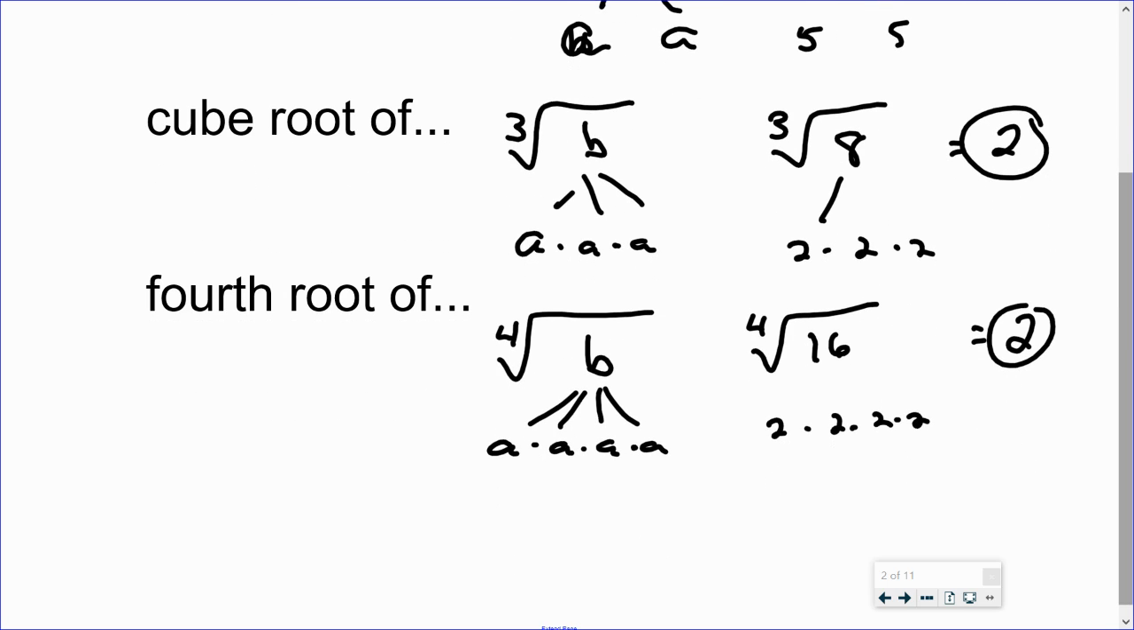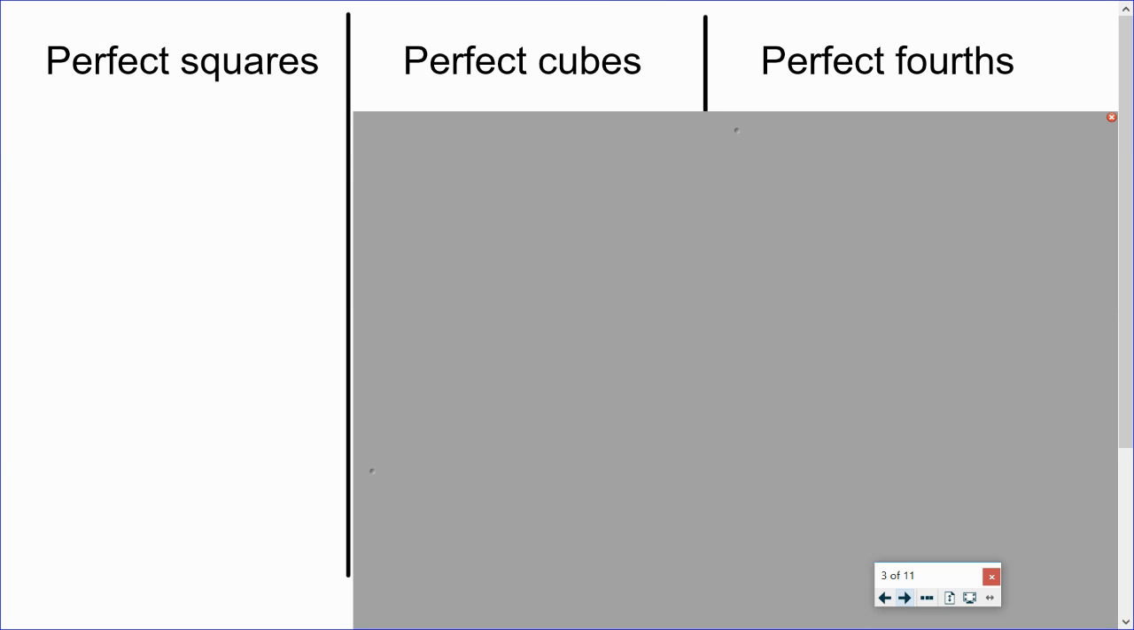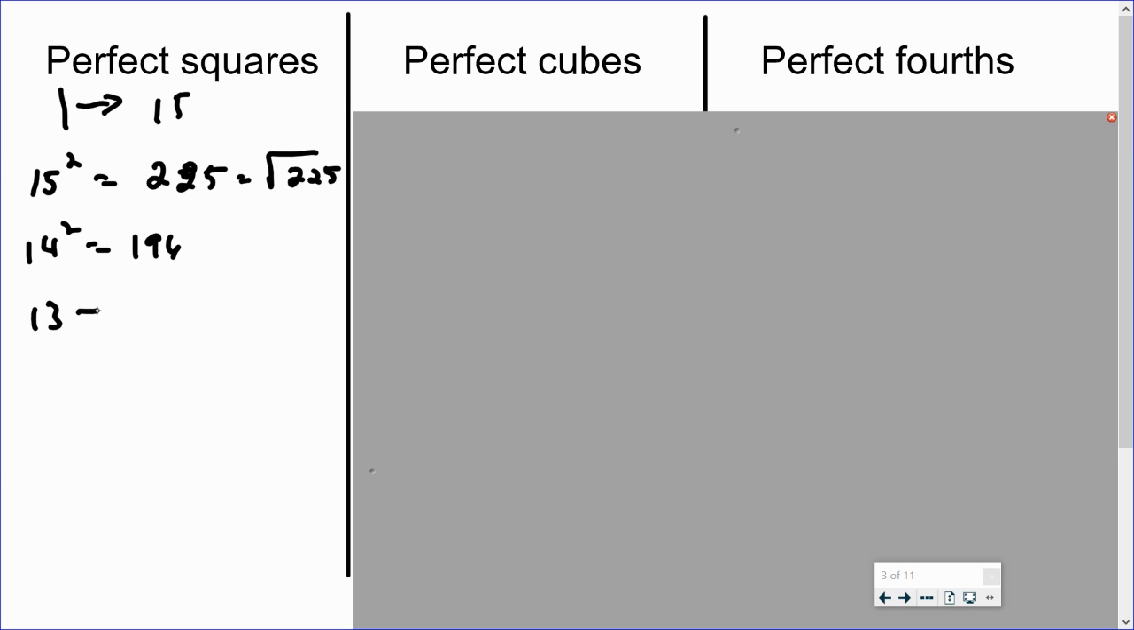Obviously we can go up from 4, but we're not going to go much more, maybe 5. Perfect squares: I would suggest that you know your perfect squares 1 through 15. So if I take 15 squared, that's 225, and therefore the square root of 225 is 15. 14 squared is 196, 13 squared is 169, 12 squared is 144, 11 squared is 121, and so forth. You should know all those.